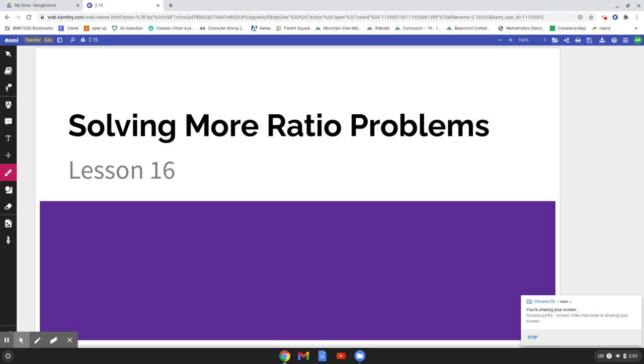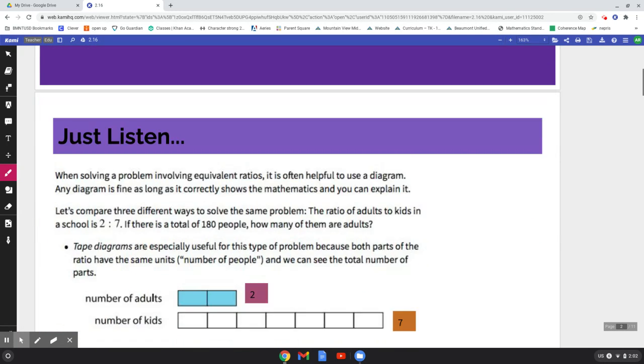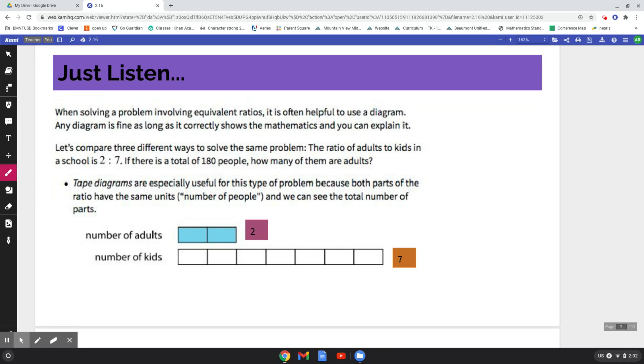Okay, so today we're ending Unit 2. This is going to wrap up everything that we've done so far. So, solving more ratio problems, lesson 16. In the beginning of this, you're just listening. This is a little bit of review from last class that I kind of needed to go over.